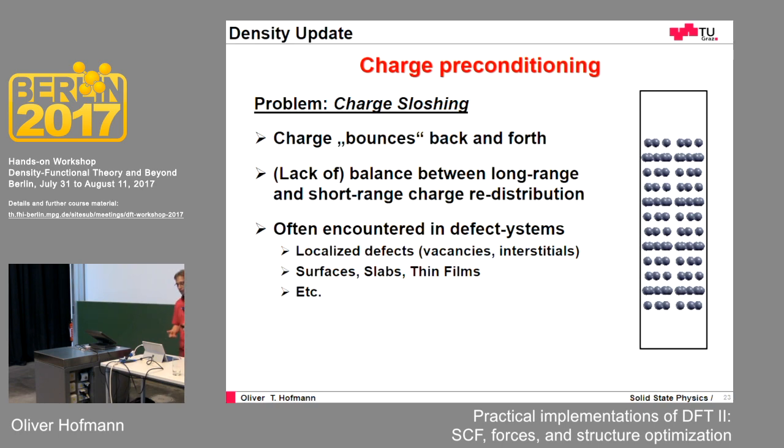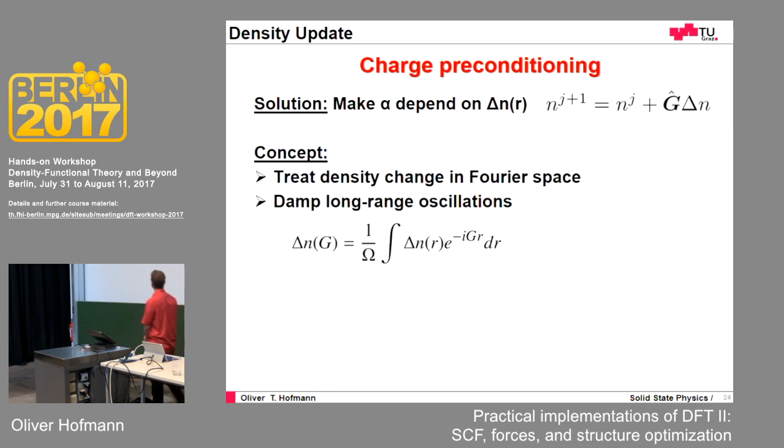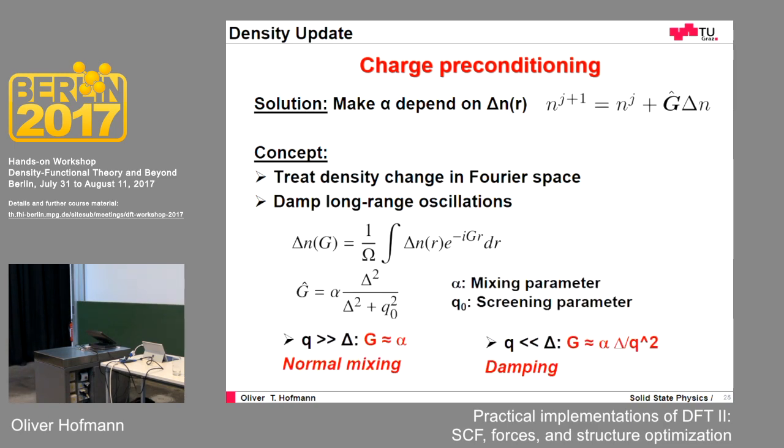And this can actually be solved, or it can be at least mitigated by what's called a preconditioner. The idea here is, in a manner of speaking, to Fourier transform the electron density difference and then project out certain components of it. Specifically, damp the long-range oscillations more than you want to damp the short-range oscillations. This is just to put it shortly, and I see that I have to hurry a little bit, so I go over this a little bit faster.